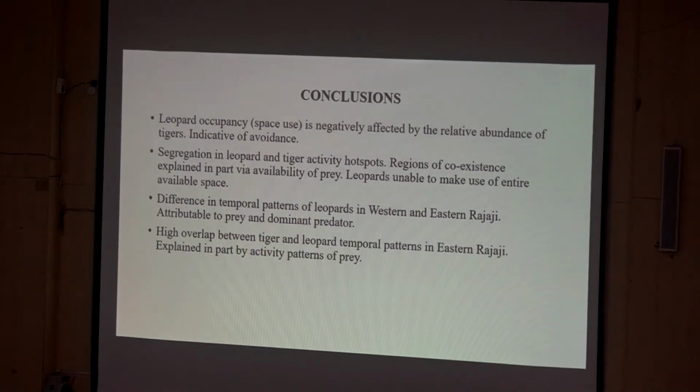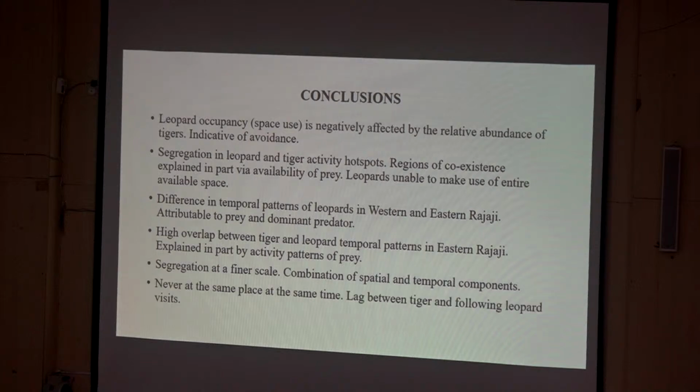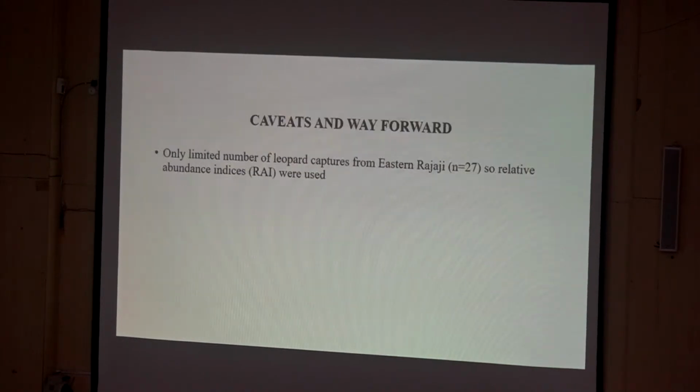High overlaps are seen between tigers and leopards in eastern biology, that is, in the area of sympatric occurrence, and this may be explained in part by the activity patterns of prey. However, in regions where there is spatial overlap, and given the high temporal overlaps, segregation might be occurring at a much finer scale and may be a combination of spatial and temporal components. The two species were not recorded at the same place at the same time, and there was a lag between tiger and following leopard visits.